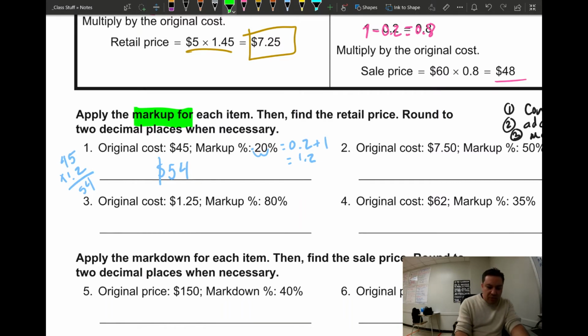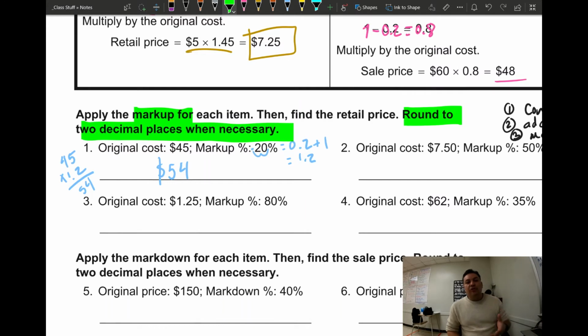Now, look at this right here. It says round to 2 decimal places when necessary. So if you had multiple decimals, more than 2, whenever we talk about money, we only use the first 2, up to hundreds. So every single time you talk about money, if you have 3 decimals, thousands, tens of thousands, whatever, you need to round it to hundreds. Always 2 decimal places. In this case, I didn't have any decimals, so that's it.